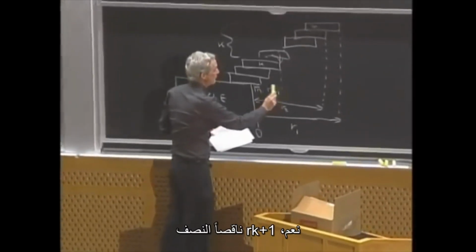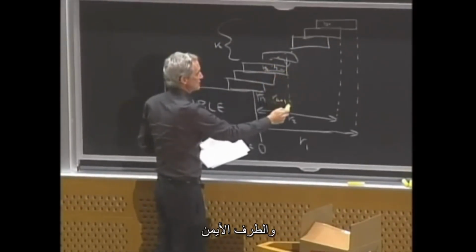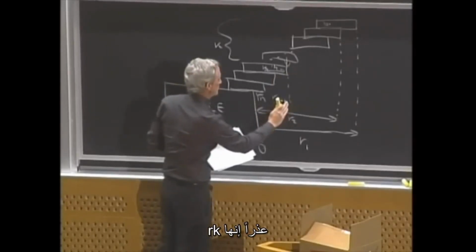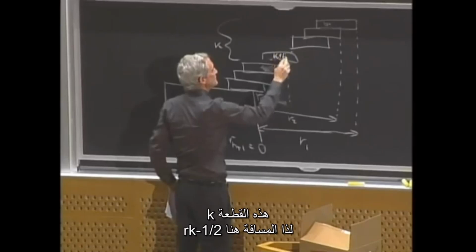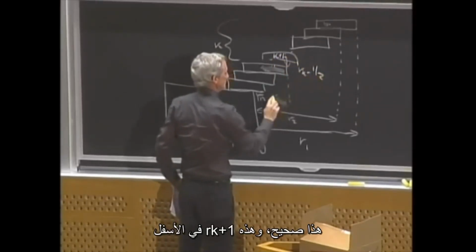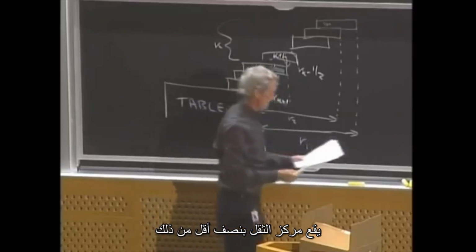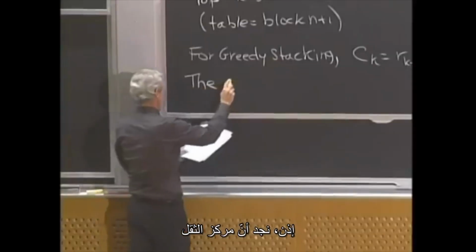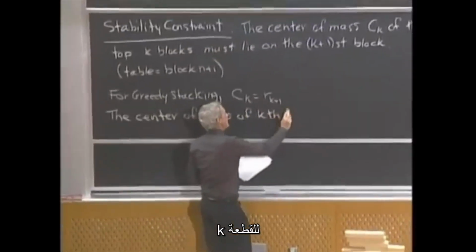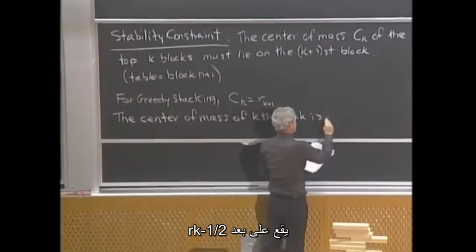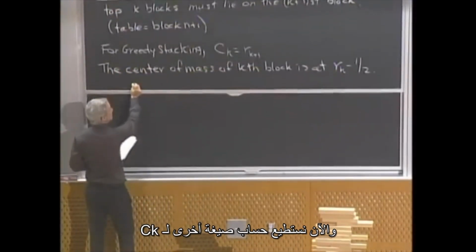Yeah, R(K+1) minus 0.5, because the center of mass of this block is a half from the right edge, and the right edge is, oh, it's RK. Sorry, right? What did I do here? Oh, the top K. Sorry, this is the kth block, the way I had it. Here's the kth. So it is RK minus a half. That's right. This is R(K+1) down here. All right, because the right edge of the kth block is at RK, the center of mass is a half left of that. All right, so we know that the center of mass of the kth block is at RK minus a half. All right, now we can compute another expression for CK.